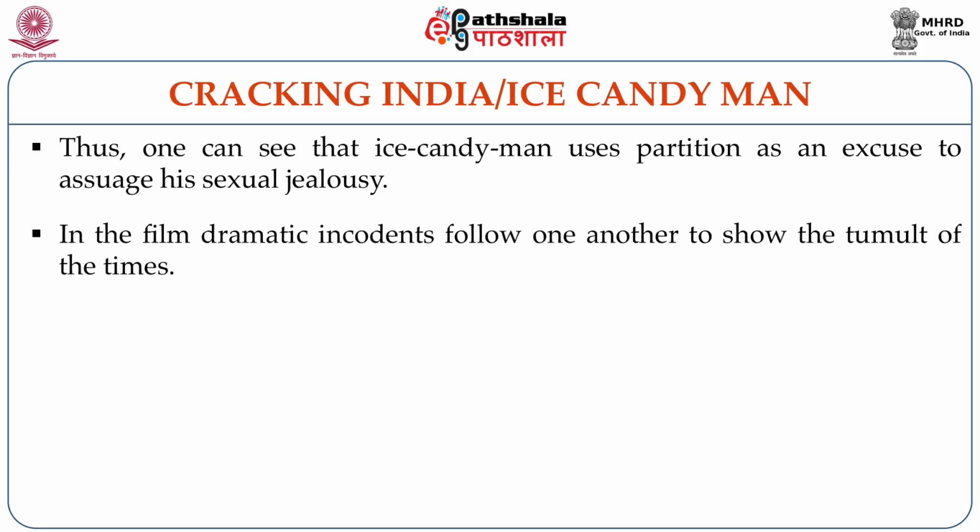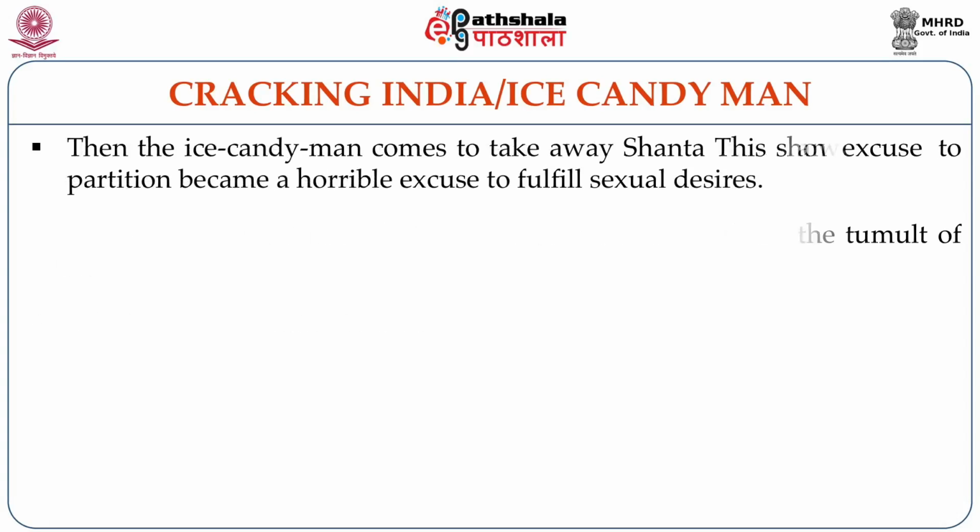In the film, dramatic incidents follow one another to show the tumult of the times. Suddenly, Hassan is killed and his body is found in a bag. It is then that the Ice Candy Man comes to Lenny's house to take away Shanta. This shows how the partition became a horrible excuse to fulfill his sexual desires.